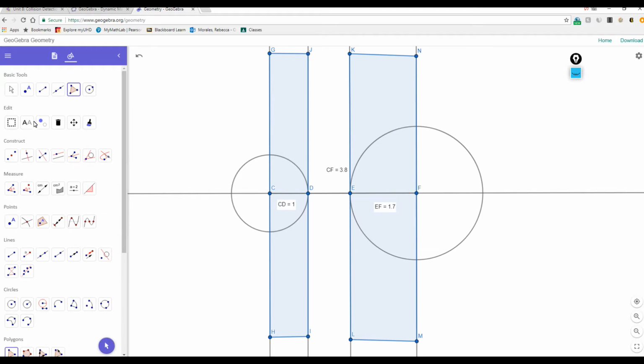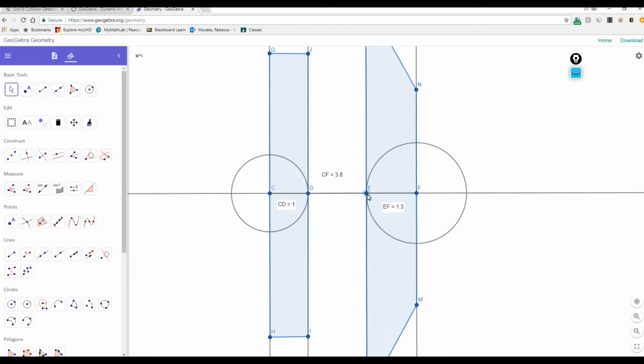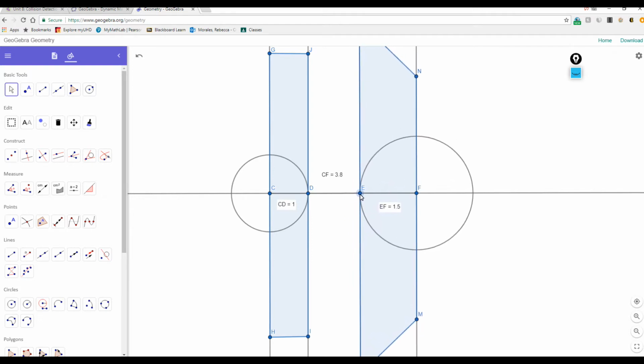Don't know what's happening here. Oh, that's why. So this shouldn't be 1.7. This should be 1.5. Okay. Now, these two shaded distances between this vertical C and D, that's just to indicate the distance that is the radius for each circle, or the radii of both circles.